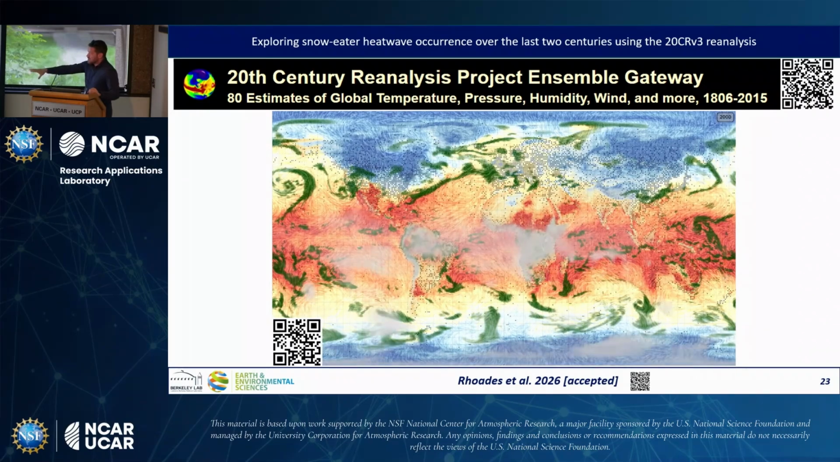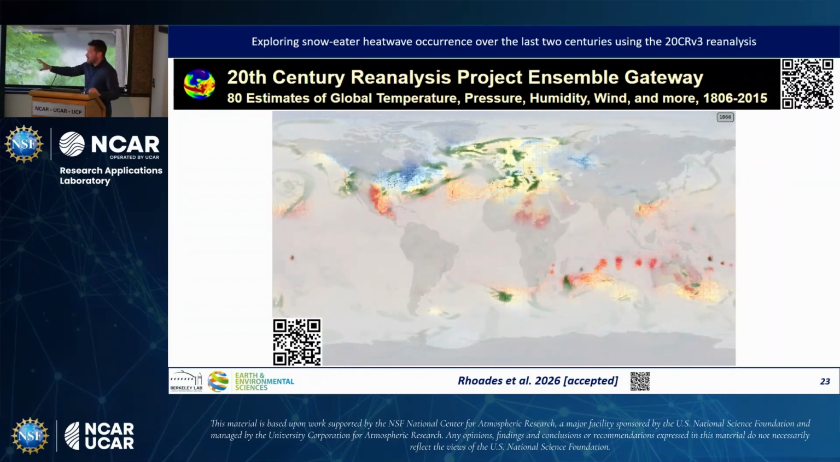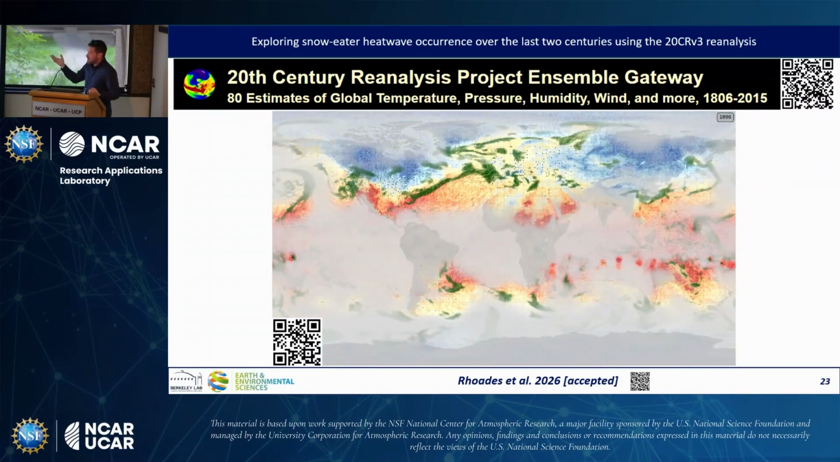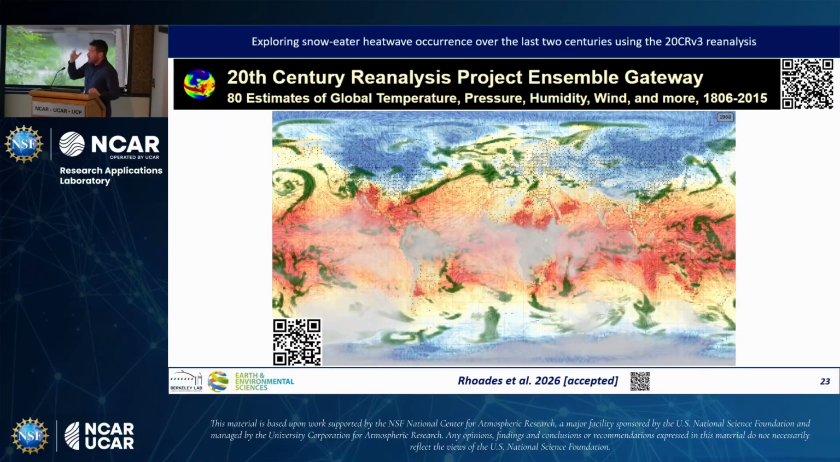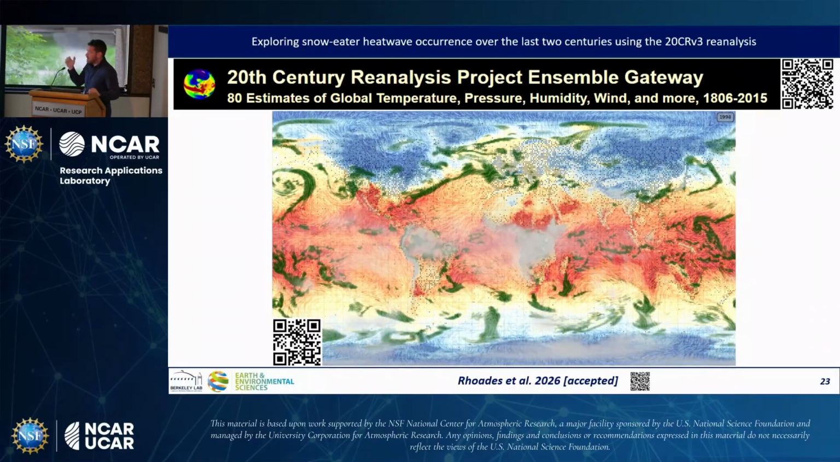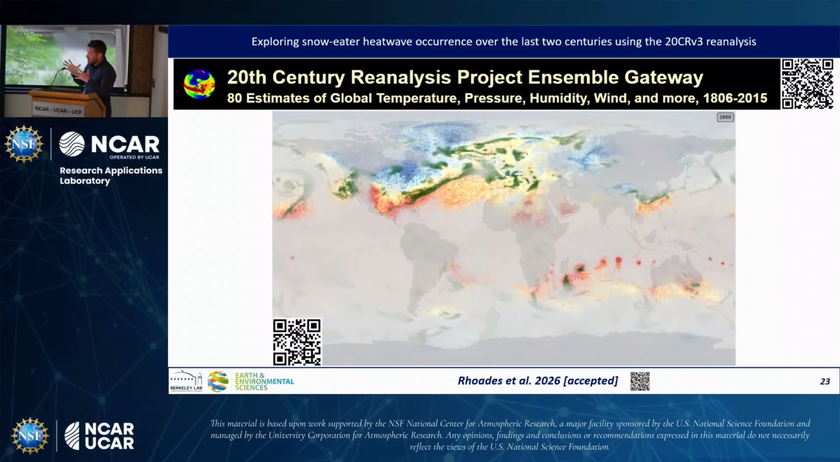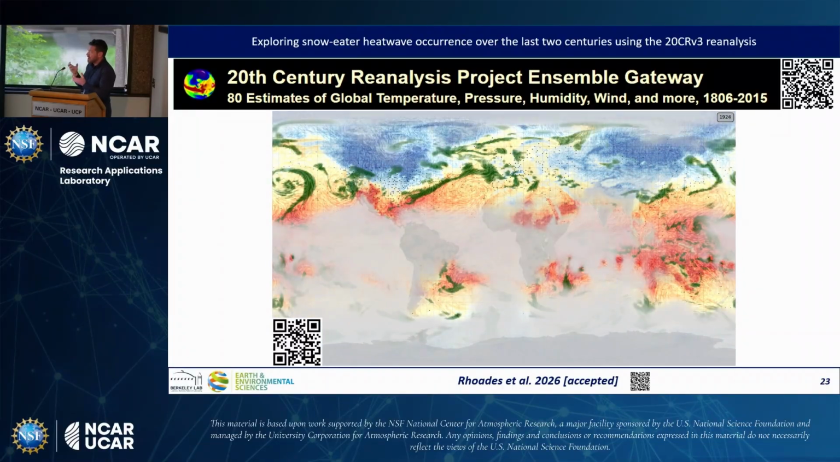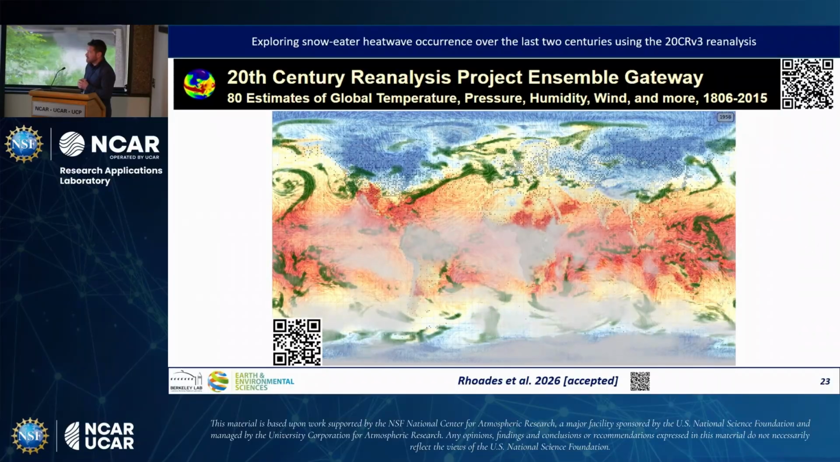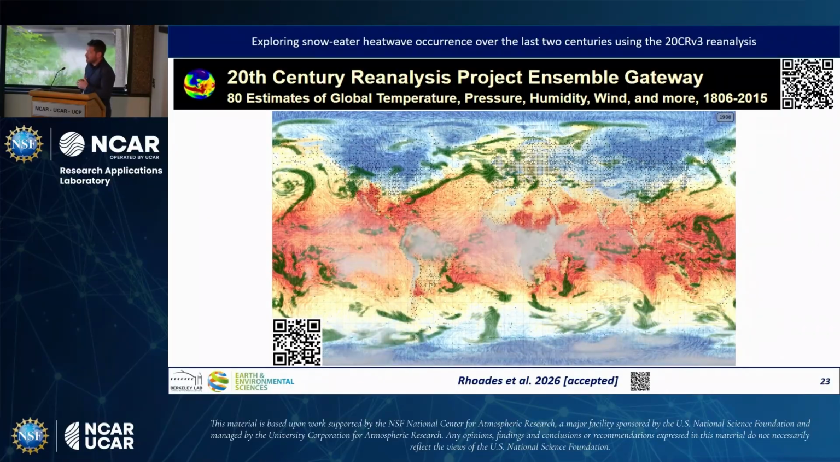Places where you see cloudiness or gray would be places where there's no information being assimilated. And they create an 80-member ensemble of this 1806 to 2015 period to assess variability in estimates, based on how you're constraining the estimates with these observations and where they're available in space and time.